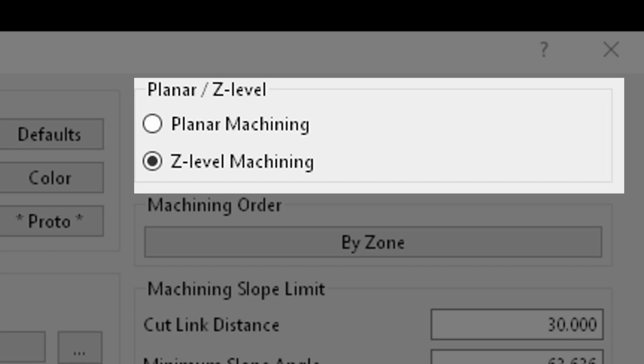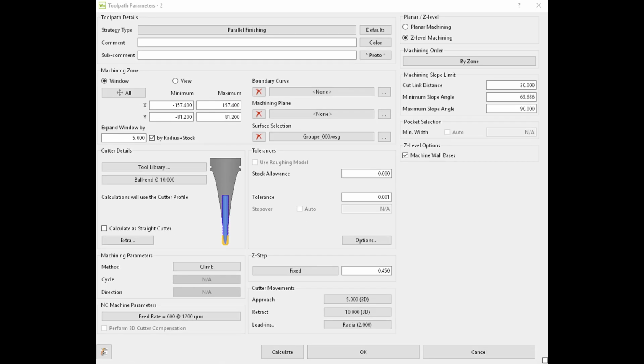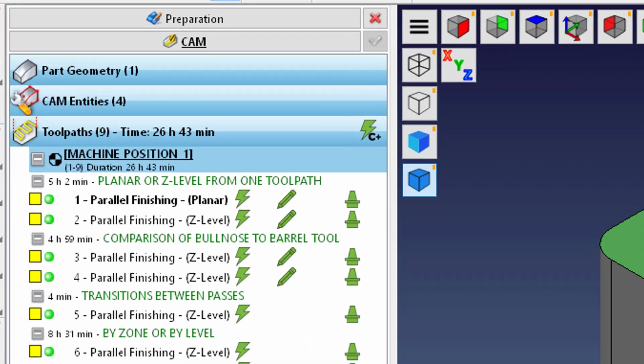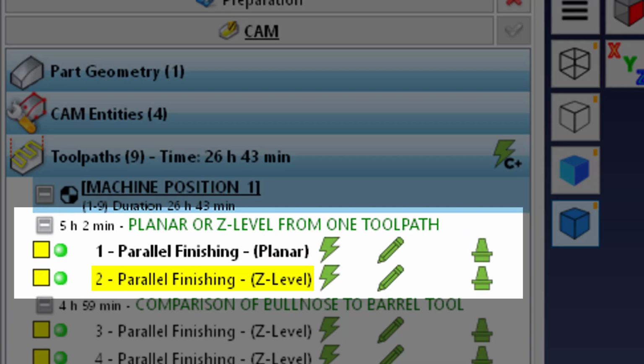The parallel finishing toolpath now offers both the planar and the Z-level pattern from within one toolpath. Depending on the pattern chosen, the resulting style is added to the text of the toolpath name.